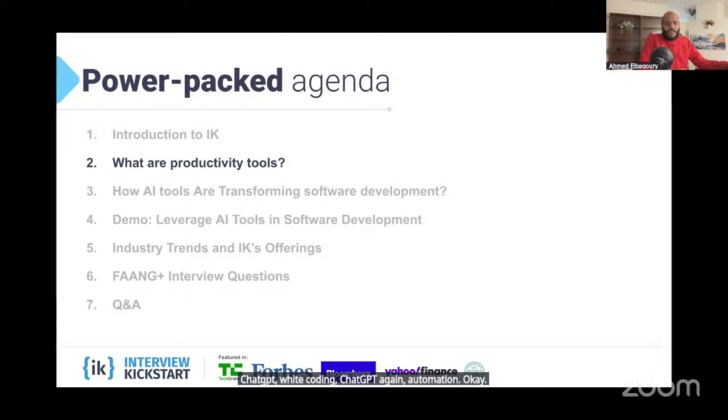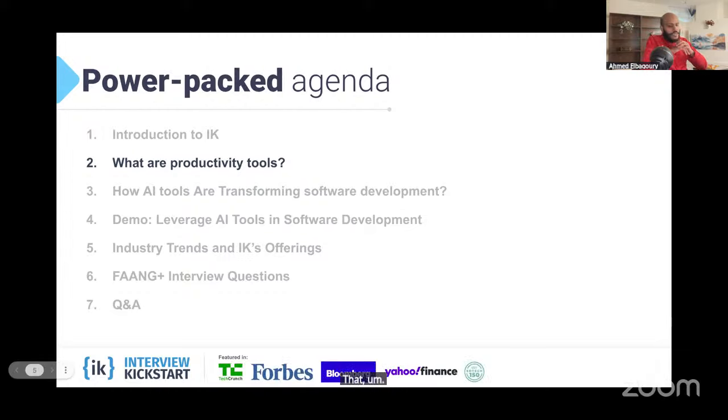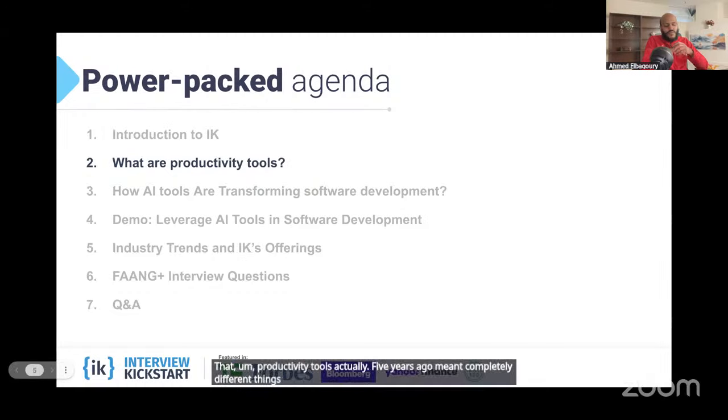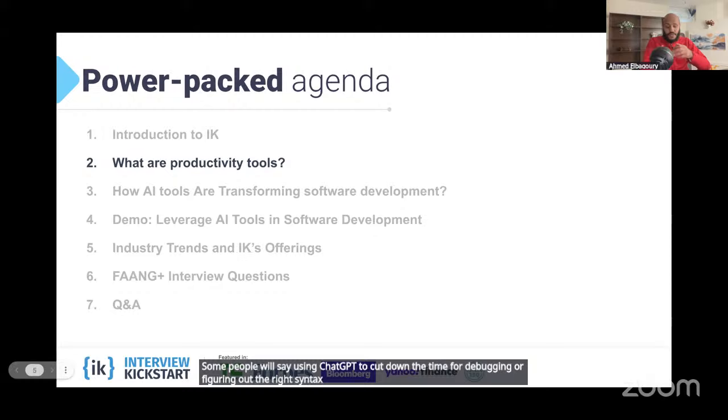Okay, I think everyone is getting more or less on the point that we were trying to make: that productivity tools actually five years ago meant completely different things. The scene was completely different. Nowadays, if you ask anyone when I say productivity tool, what is the first thing that comes in your mind? It will be more or less related to GenAI. Some people will say Cursor. Some people will say using ChatGPT to cut down the time for debugging or figuring out the right syntax for a specific API, and all of these variants.